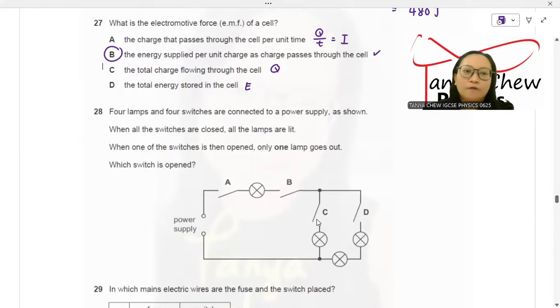Number 28. Four lamps and four switches are connected to a power supply as shown. When all the switches are closed, all the lamps are lit. When one of the switches is then opened, only one lamp goes out. Which switch is opened? So A and B must be closed. This is the main circuit. And I want only one lamp to go out. Oh, this has to be C. C is connected to only one lamp, the switch of C. So the answer is C.